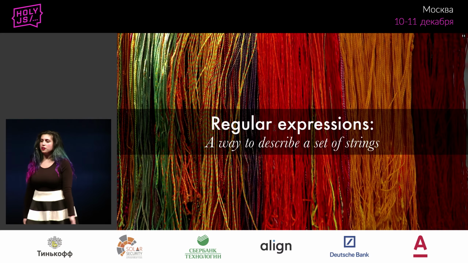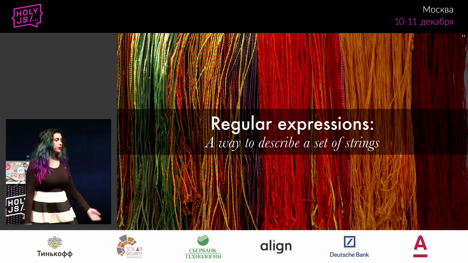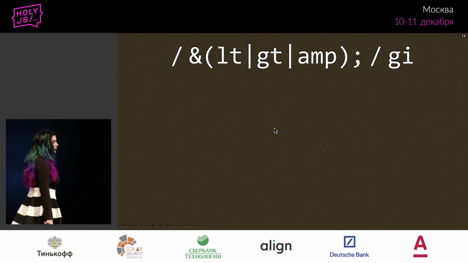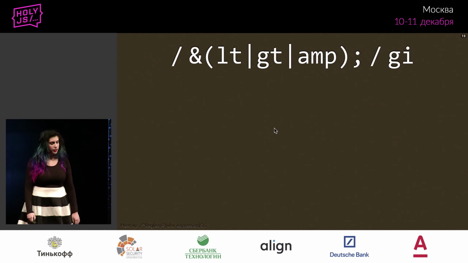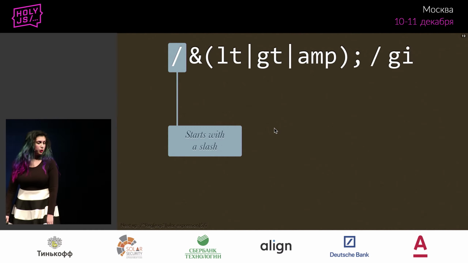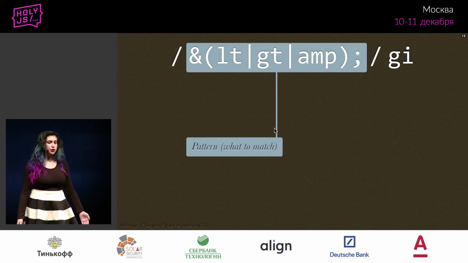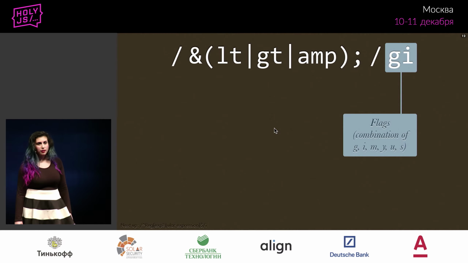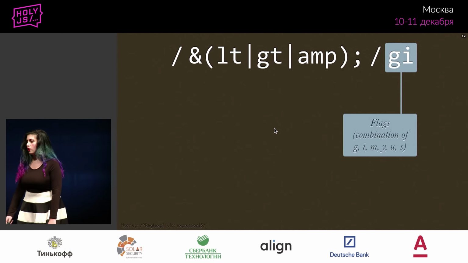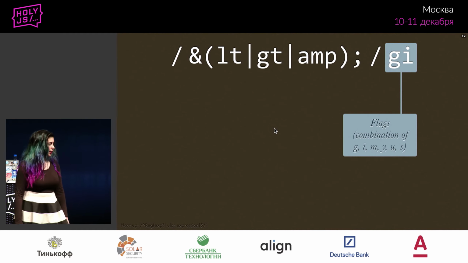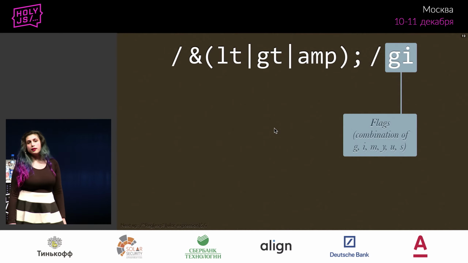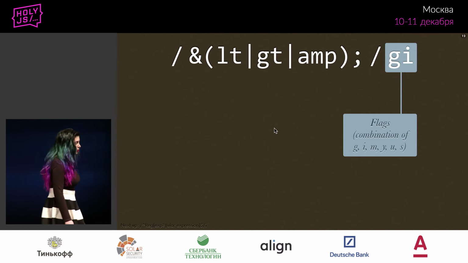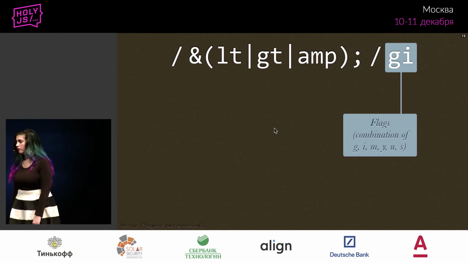But regular expressions are essentially pretty simple. They're just a way to describe a set of strings. For example, in JavaScript, we have regular expression literals. They look like this. They start with a slash. Then you have a pattern that describes the set of strings you're trying to match. Then you have another slash. And then you have some flags, which are a combination of these 6 letters: g, i, m, y, u, s. Some of you might be surprised that it's not just gim. Yes, we got some new ones in the last few years.